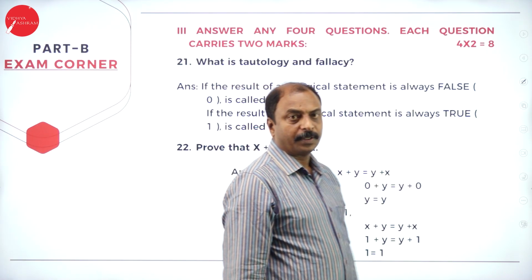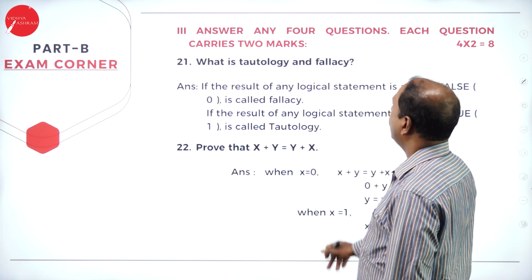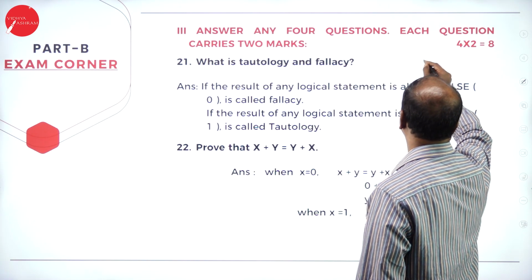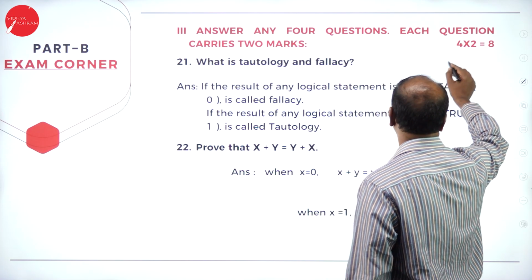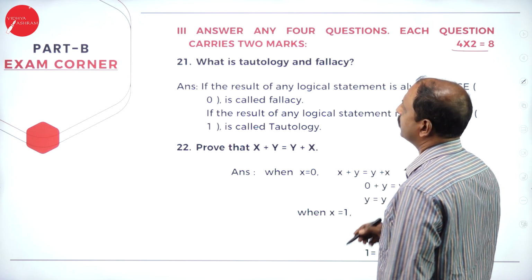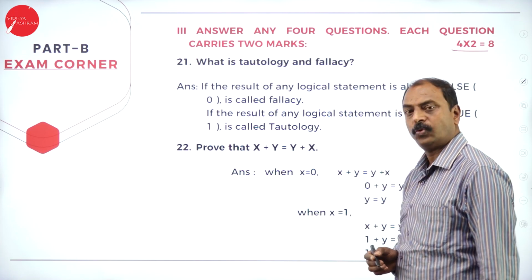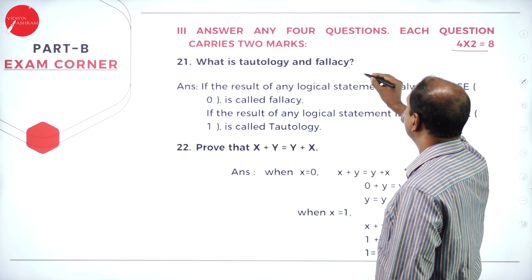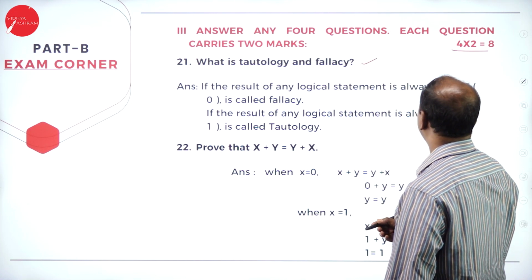Next we move on to part B here, and here answer any 4 questions. Each question carries 2 marks each. So here is a 2 marks question. You have to answer any 4. So first question is: what is tautology and fallacy?